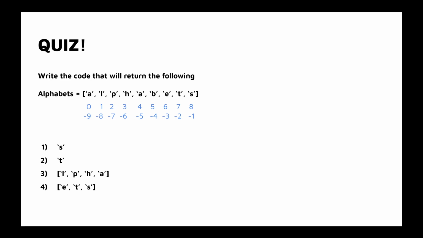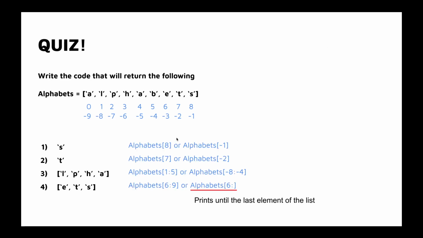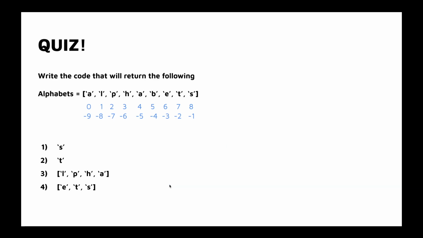To print S, we have to do either alphabets square bracket 8 or alphabets square bracket -1. Similar logic for T, we can do 7 or -2. And this one here, to return a list of elements, we have to use this range of indexes.